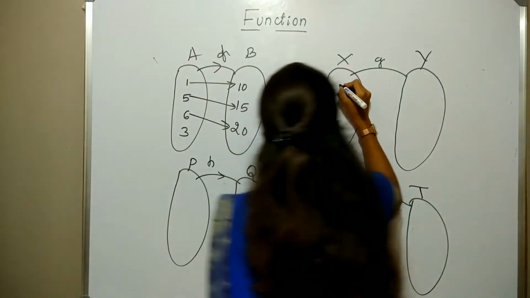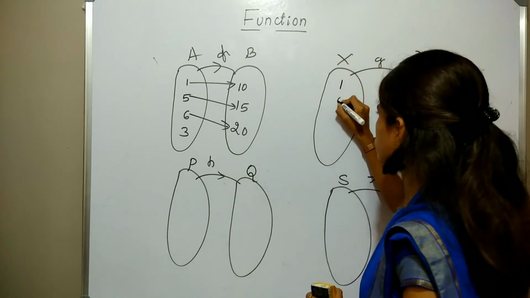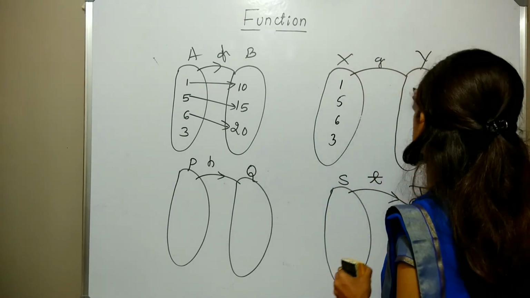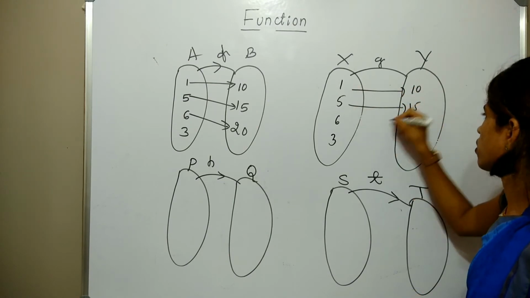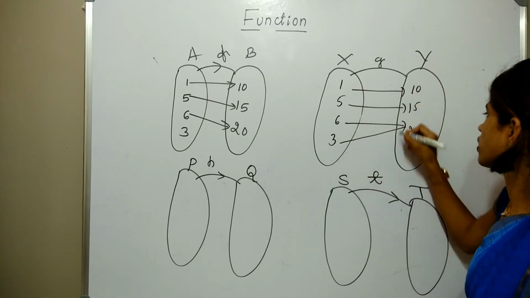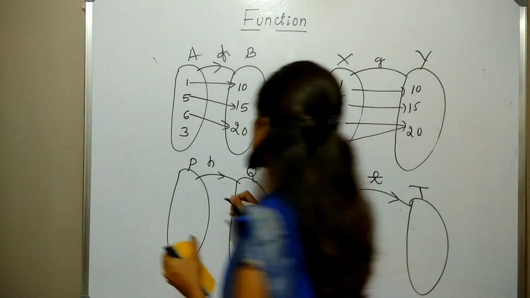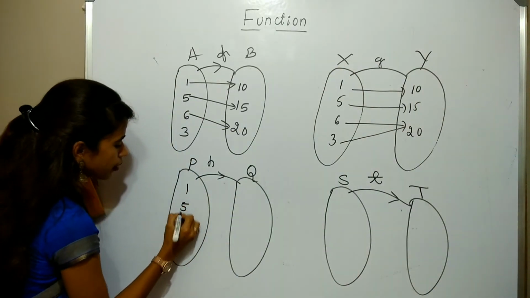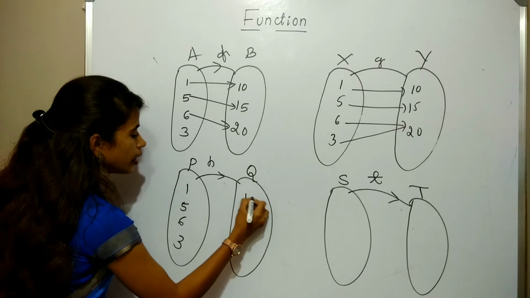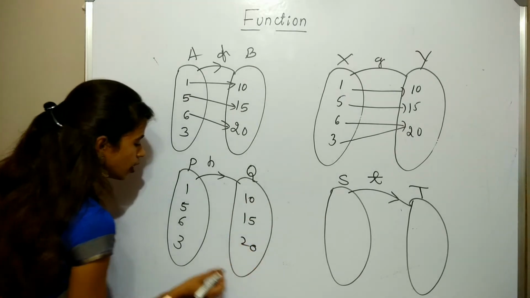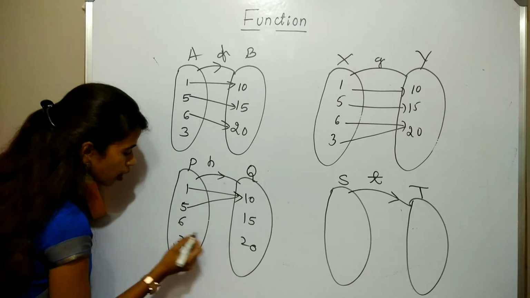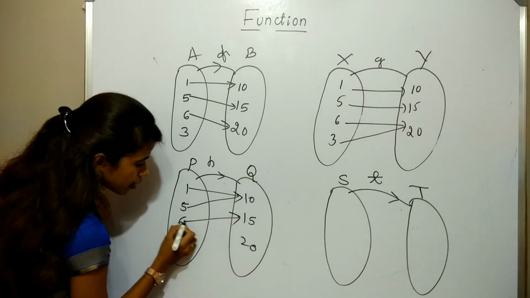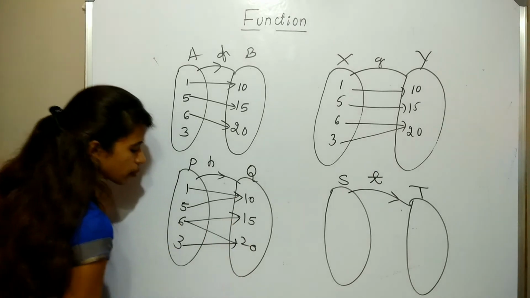Now here I am taking the same set, 1, 5, 6, 3, and say 10, 15, 20. If I have 1 maps to 10, 5 maps to 15, 6 maps to 20 and 3 also maps to 20. Now here I am taking 1, 5, 6, 3 and 10, 15, 20. So 1 maps to 10 and 5 maps to the same 10, and 6 maps to 15 and 6 maps to 20. 3 also maps to 20.